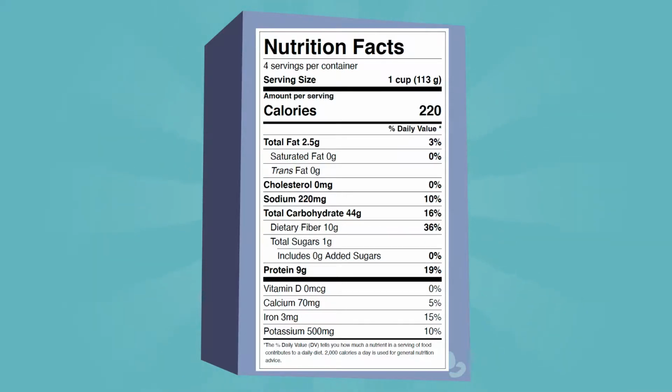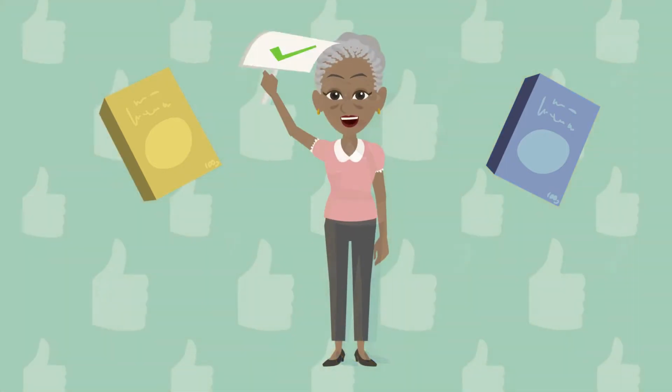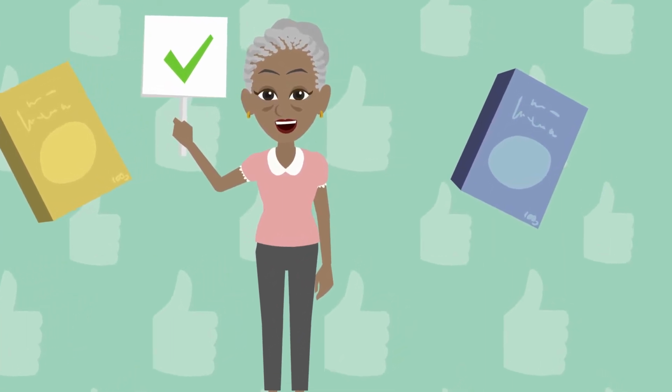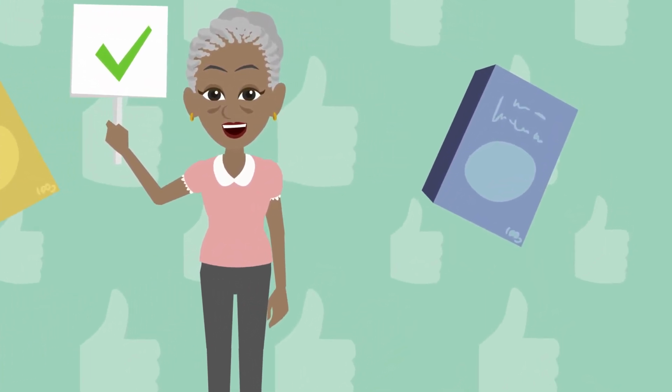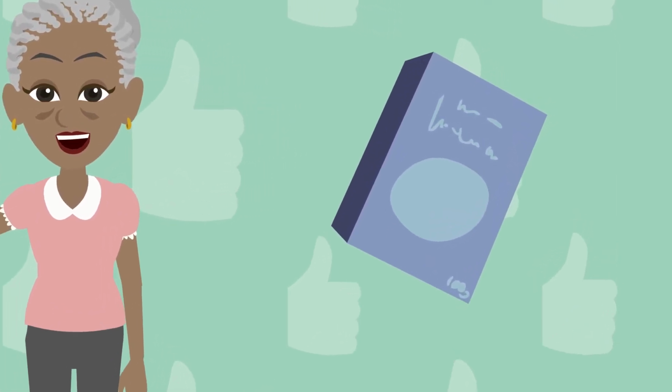If we eat 1 cup of this item, we will consume 44 grams carbohydrate. Of those 44 grams carbohydrate, 10 grams are coming from fiber and 0 grams are coming from added sugar. So let's say you're comparing these two labels at the grocery store. Which item would you choose? Right, this box with more fiber and less added sugar is going to result in a better blood sugar reading than the other one which has less fiber and more added sugar.